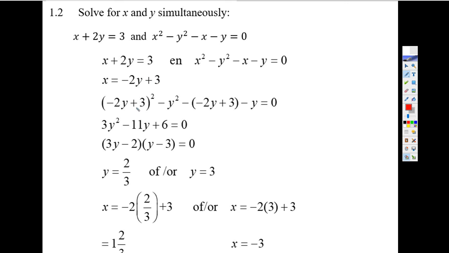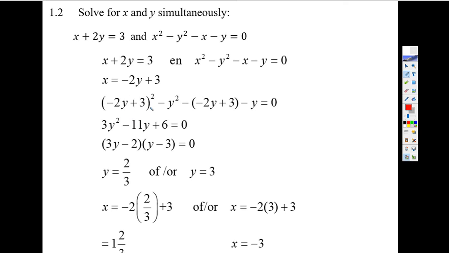And now you get another mark if you can substitute. So wherever you see an x, you put in 3 minus 2y. When you square it, you're going to get minus 2y times minus 2y. You're going to get 4y squared. But then you're going to minus y squared. That's why they have 3y squared.